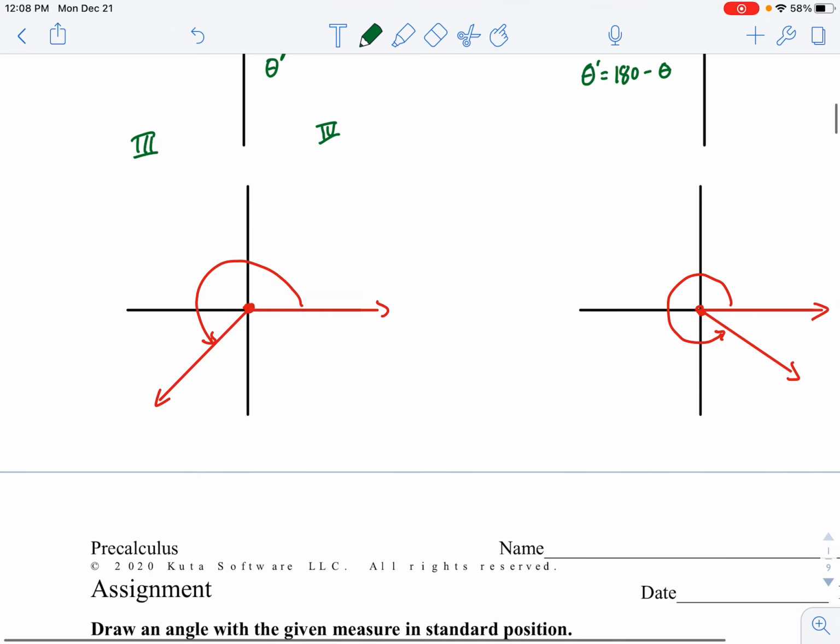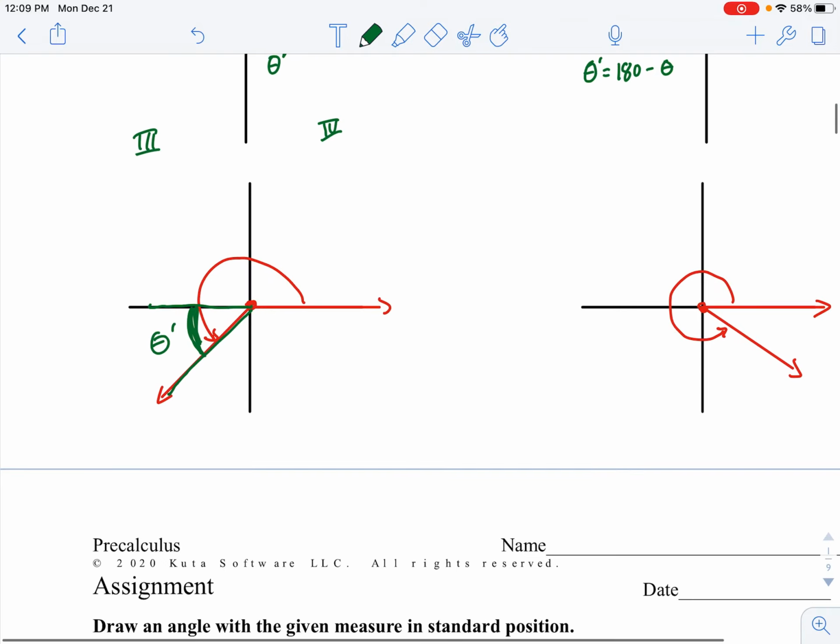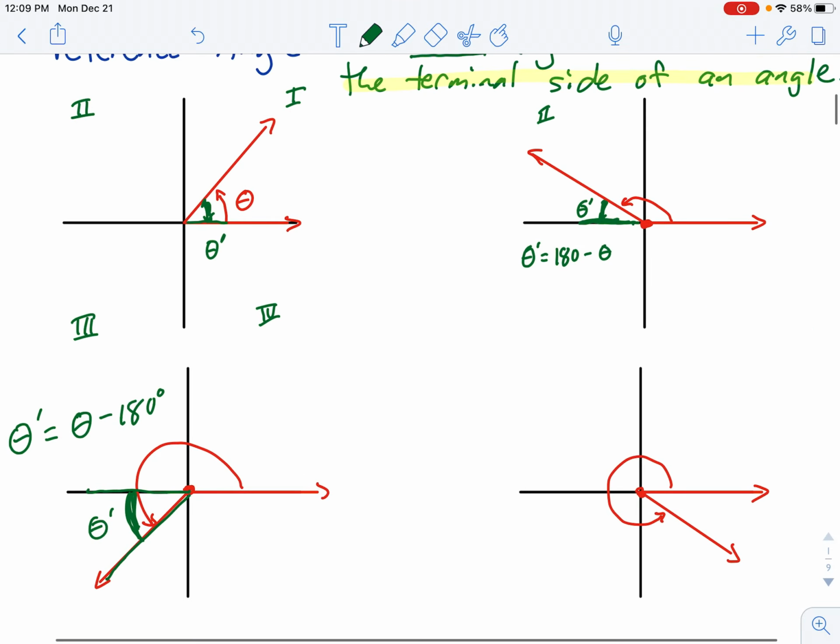In the third quadrant, the acute angle from the terminal side to the x-axis would be right here. So that would be theta prime, the reference angle. So you just go from the terminal side to the x-axis, not this x-axis because that's more than 90 degrees. You just go to the closest x-axis. In this scenario, theta prime would equal theta minus 180. So almost the same as this one.